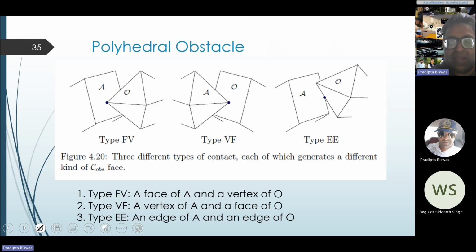So next, what happens if we are not working on a 2D plane, and we have, say, 3D obstacles? In that case, we define 3 types of contact. One is a face of A and a vertex of O, like our EV. Then a vertex of A and a face of O, that is like our V joint. And then there will be a third type of joint where, since these are 3D robots and obstacles, one edge of A will drag along one edge of the obstacle. And we will define the plane equations based on these 3 types of contacts.